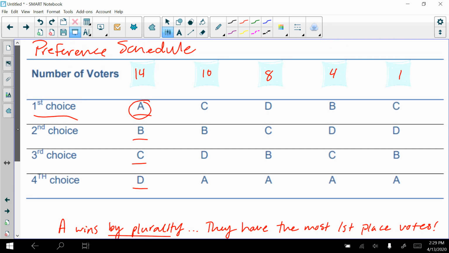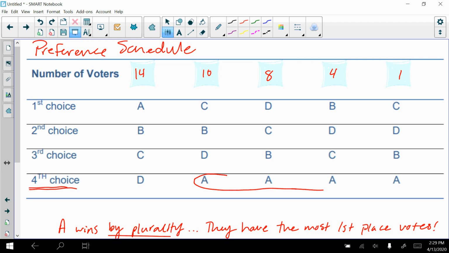So I'm going to show you this preference schedule again, and I want you to think to yourself why lots of voters would be upset by A winning the election. The reason might be most clearly seen if we focus our attention down to the fourth place or last place row, where you can see that A actually has the most last place votes, just as they have the most first place votes. In fact, they have a lot of last place votes. They have 10 plus 8 plus 4 plus 1, which is 18, 24, 25 last place votes.